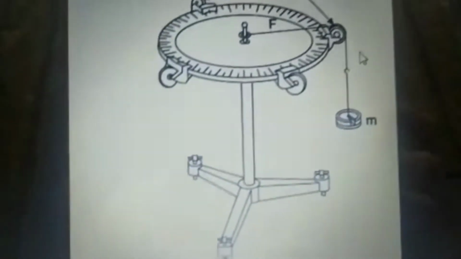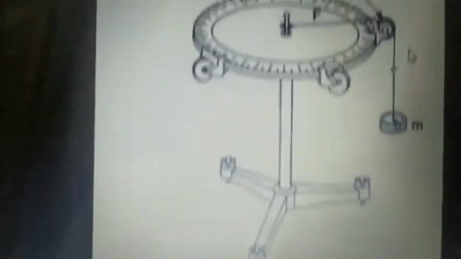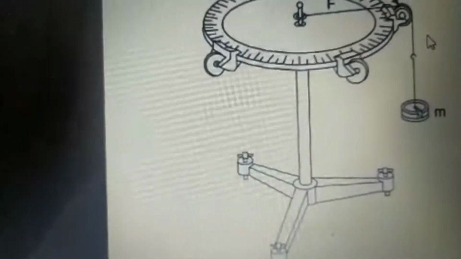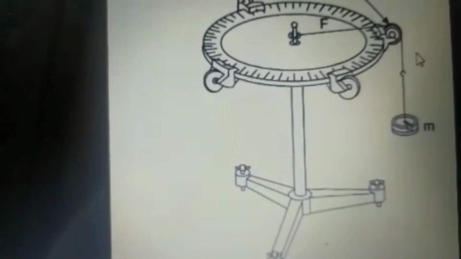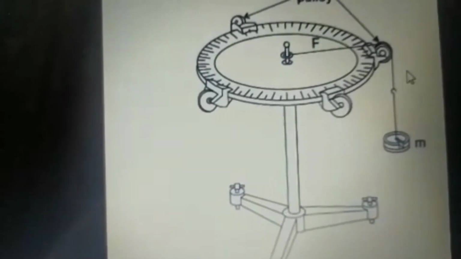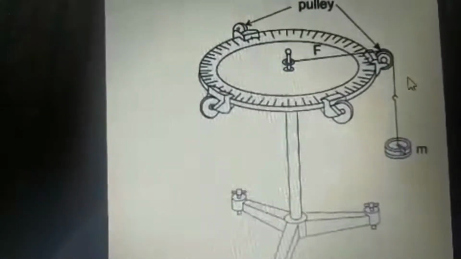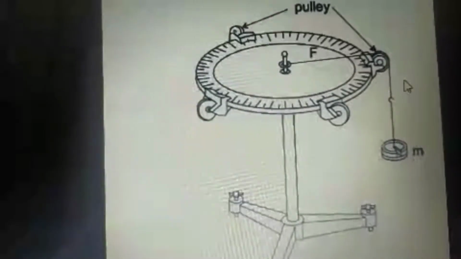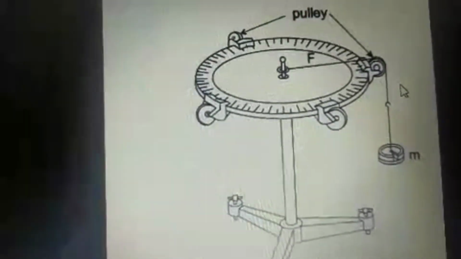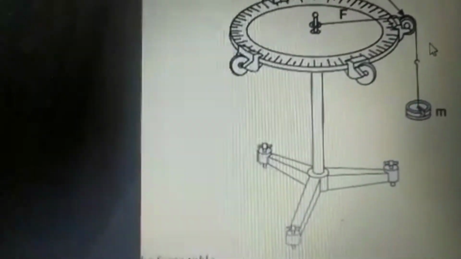As you can see in this diagram, there is a platform which has angle markings in degrees on its surface. Two or more pulleys can be clamped at any location along the edge of the platform. Strings or cords are attached to the central ring, and each string or cord is passed over a pulley and the masses are added to the end of the strings.